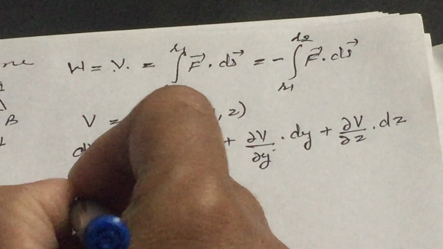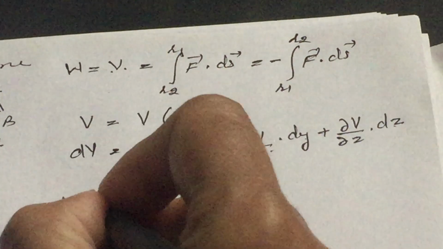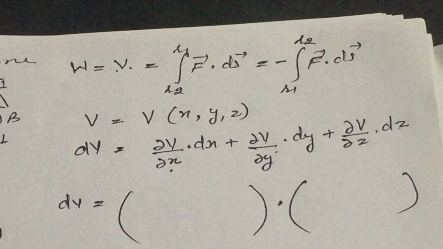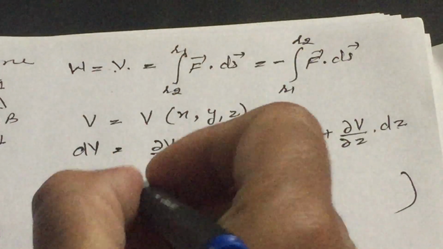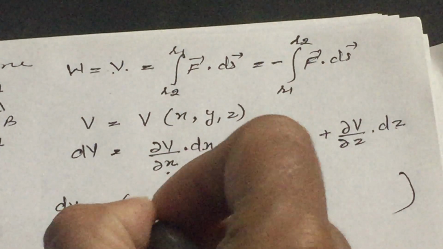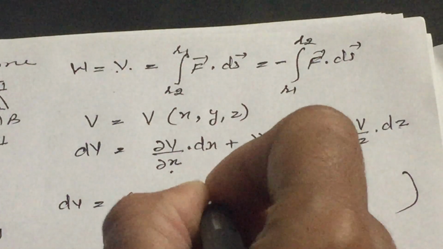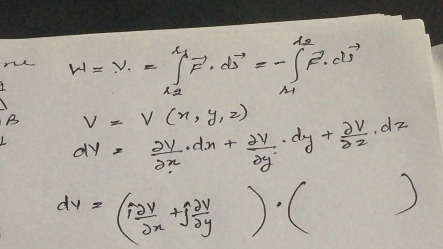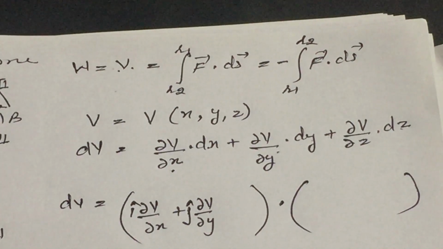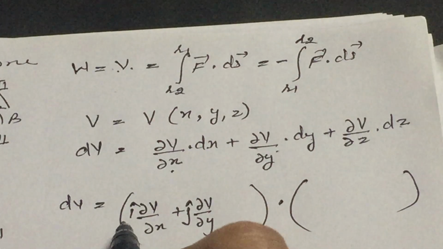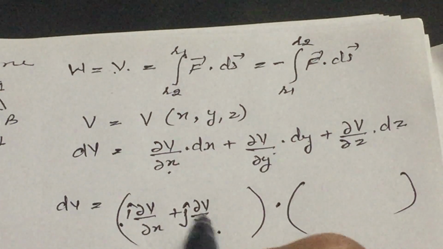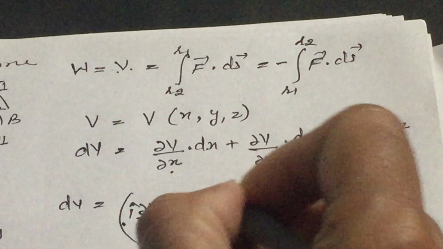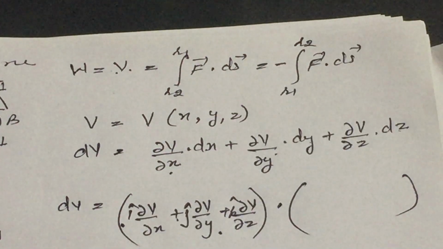We can write this in dot product. We can show this in the vector form. The differentiation can be written on one side with unit vectors. The unit vector along the x-axis is indicated by i cap, along the y-axis by j cap, and in the direction of z by k cap.